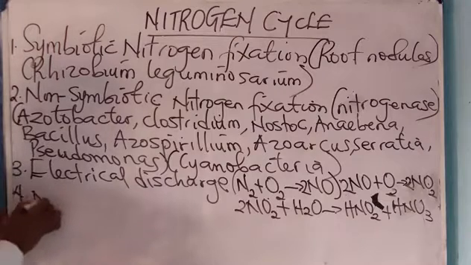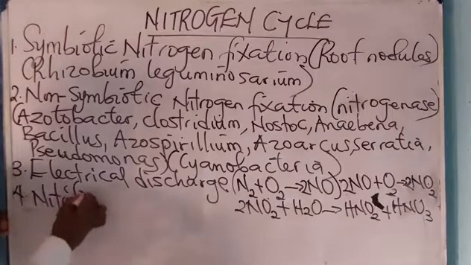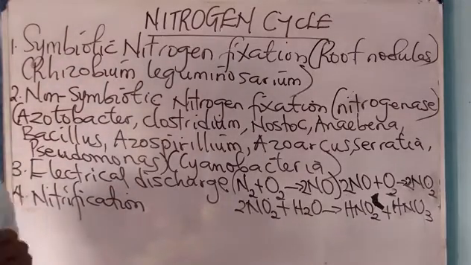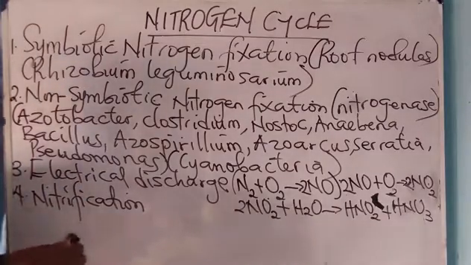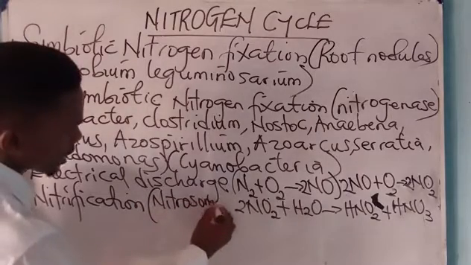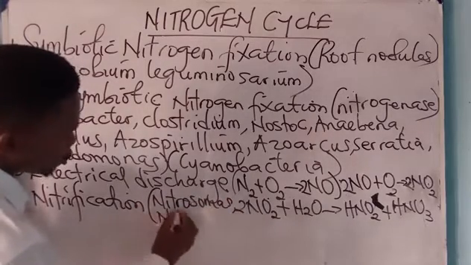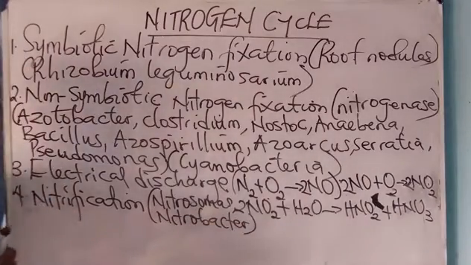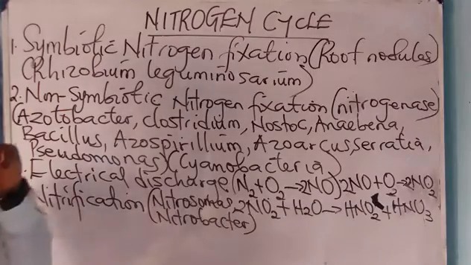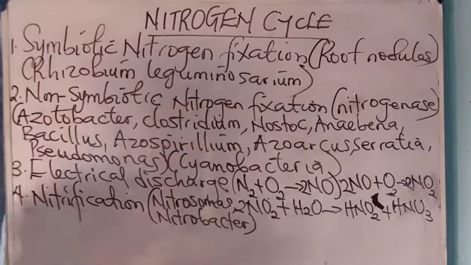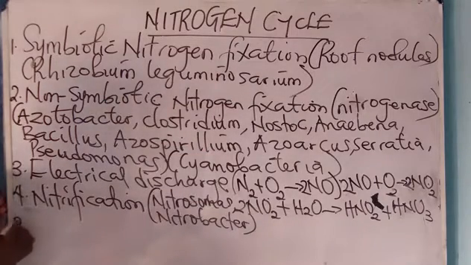Number 4, you have nitrification. The process by which atmospheric nitrogen is fixed into the soil is called what? Nitrification. Examples are Nitrosomonas and Nitrobacter. Nitrosomonas and Nitrobacter are what? Nitrifying bacteria, because they are able to convert atmospheric nitrogen into what? Nitrates in the soil.